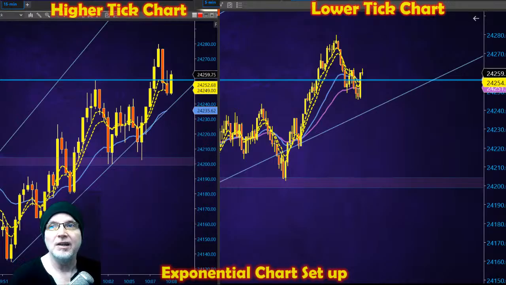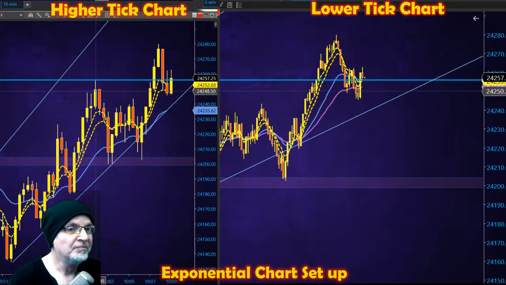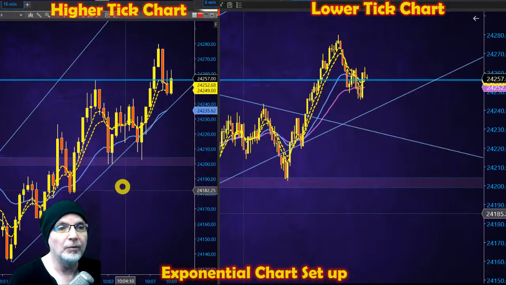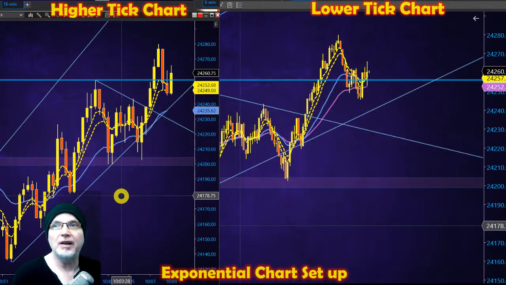I mean, I could see if I was just trading my exponential charts here, there's a beautiful trend line break right there. 1-to-1 would have hit. It matched the one over here. You got the trend line break on both sides. Boom, why not take it?